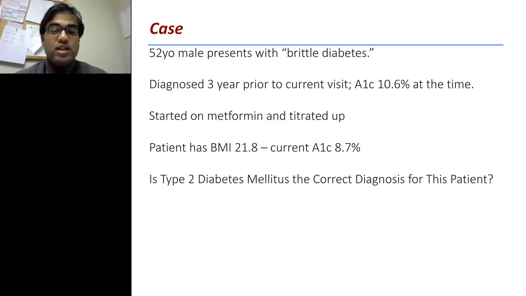But the question here is, is type 2 diabetes mellitus the correct diagnosis for this patient? Is there anything else we should be assessing for this patient to determine if we're missing something or the approach should be different?